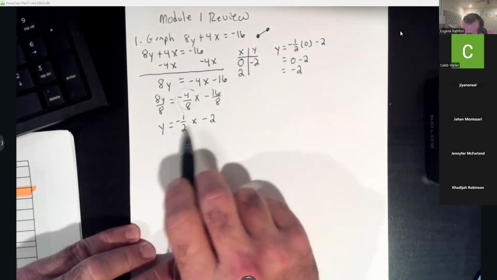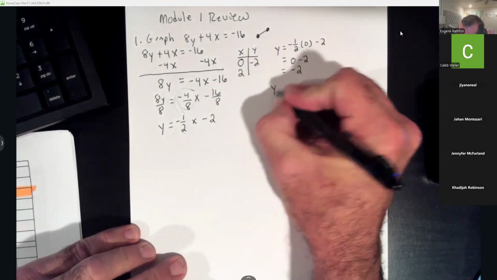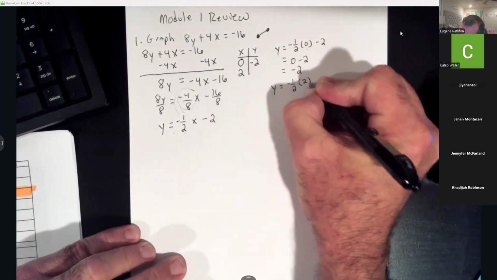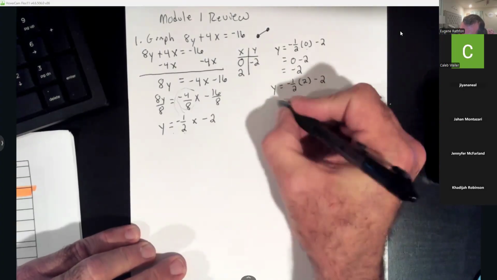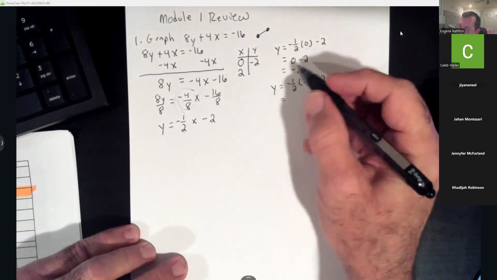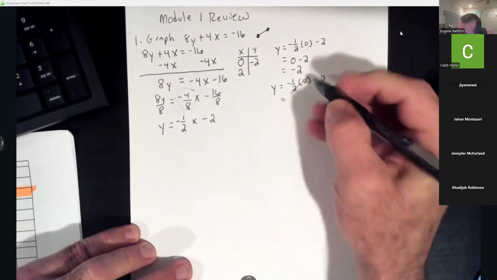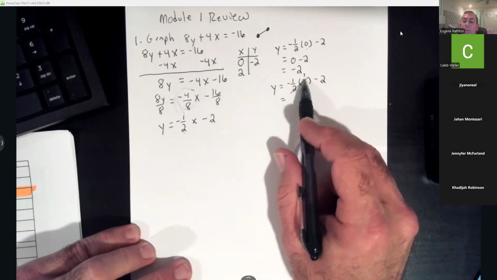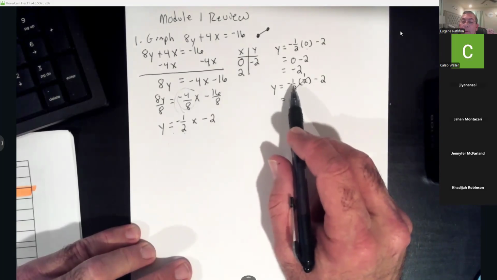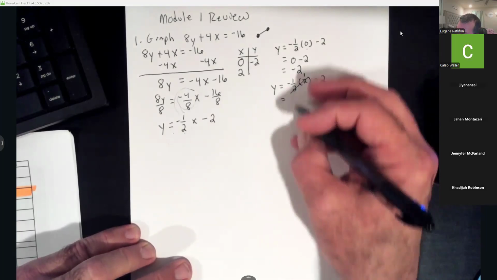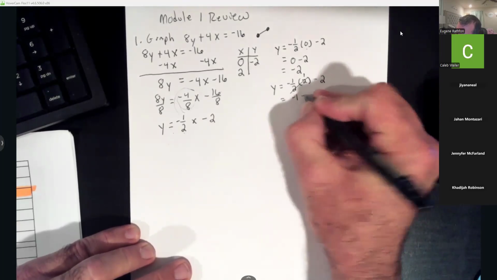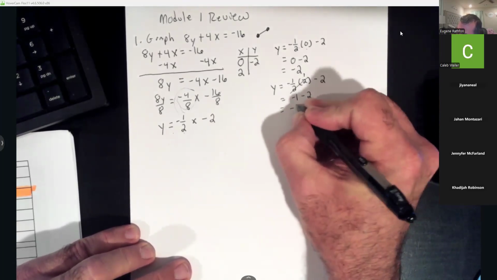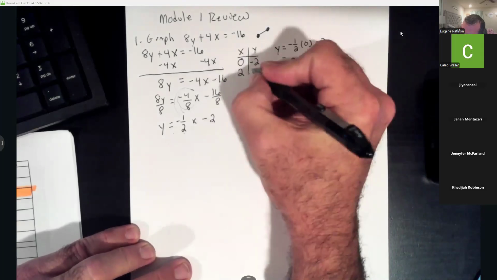Now I'm going to put a 2 in for the x. So y equals negative 1/2 times 2 minus 2. So for this one, those 2's will cancel, making a 1. So I just divided them out and made that a 1. So now on top, I got negative 1 times that 1, which is negative 1, minus this 2. And negative 1 minus 2 gives me a negative 3.